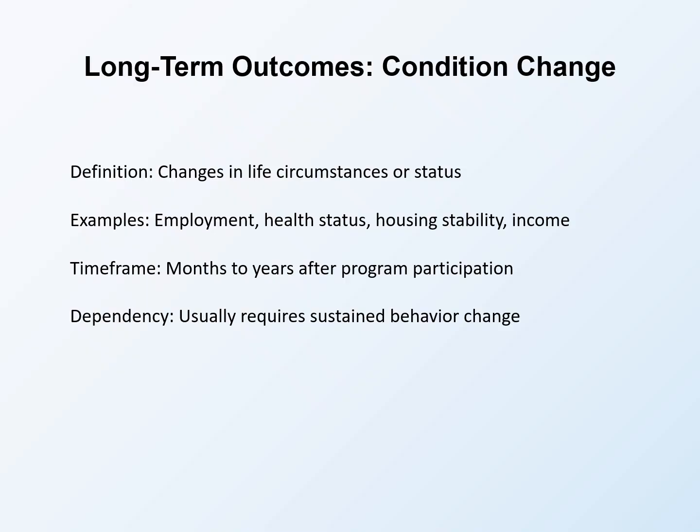The time frame is typically months to years after program participation. Condition changes take time to materialize. A job training program graduate may not find employment for months. Health conditions may take years to improve measurably. The dependency on behavior change is typical. Conditions usually improve when people do things differently over sustained periods. Condition change without behavior change is unusual. The causal chain runs through behavior.